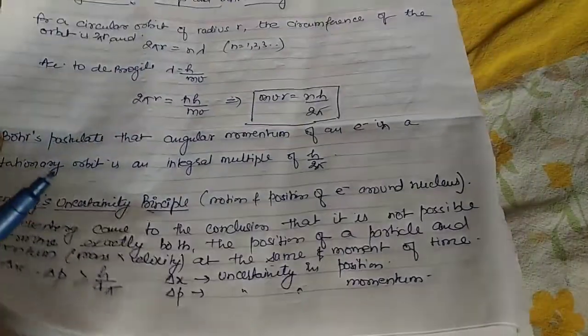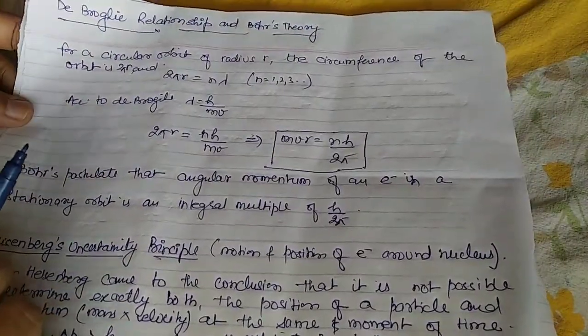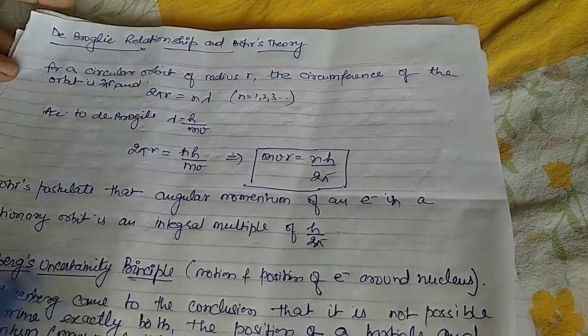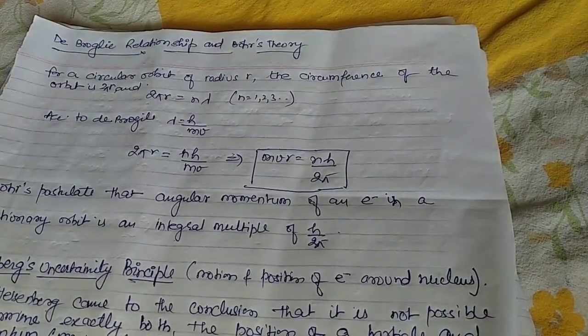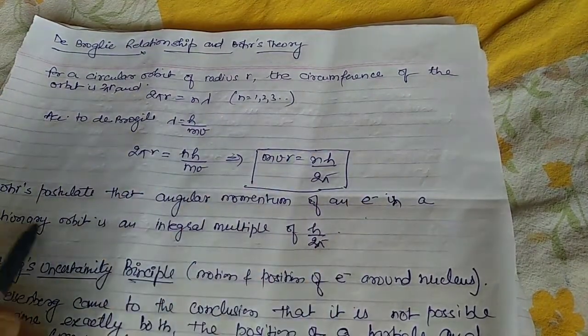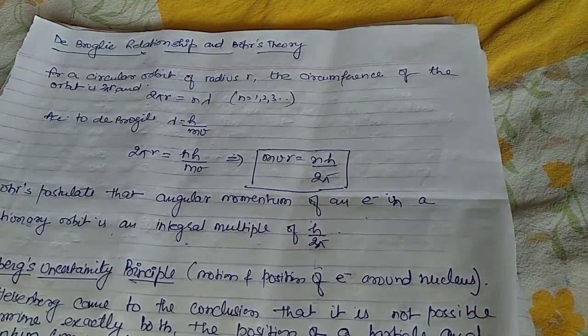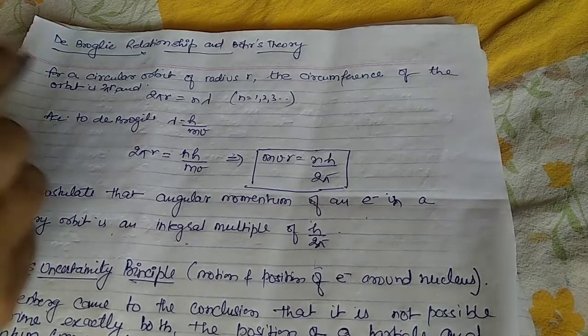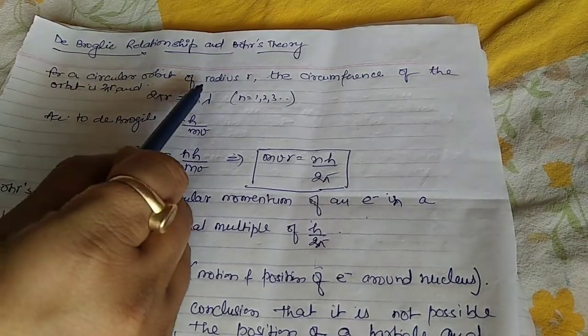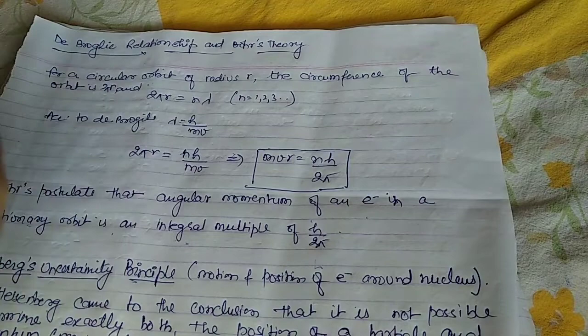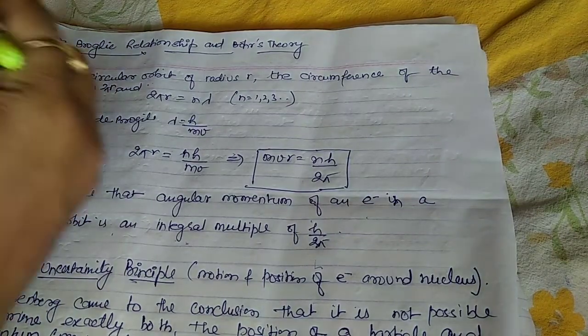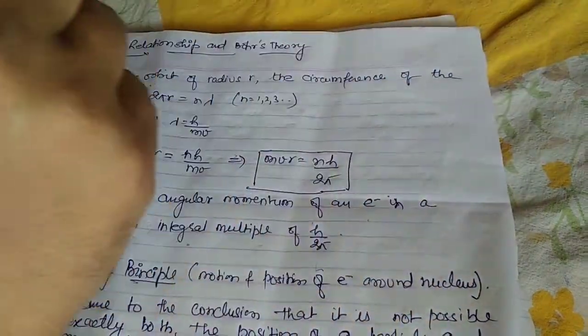Now, the de Broglie relationship and wave theory, and Bohr's theory. Bohr said that the angular momentum of an electron in a stationary orbit is an integral multiple of h upon 2 pi, that we studied earlier, right? So how are the de Broglie relationship and Bohr's theory both true? For a circular orbit of radius r, before this we must learn what is constructive interference and what is destructive interference, right?